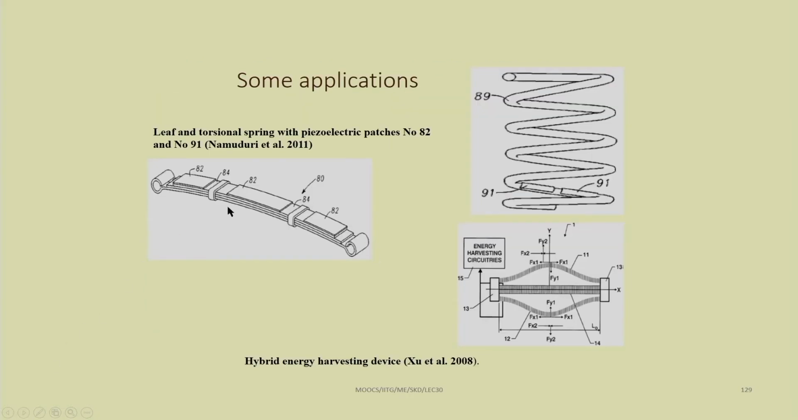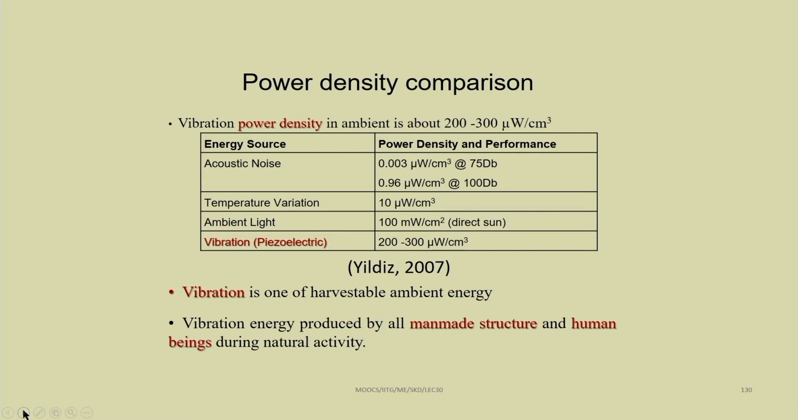Similarly, in the leaf spring of an automobile, we can put a piezoelectric patch, as the leaf spring is subjected to bending. The piezoelectric patch can sense that vibration or bending, and due to this bending a voltage will be generated and that voltage can be harvested. Similarly, in other types of spring, or in a shock absorber, you can use an energy harvesting circuit. So, you can use this hybrid energy harvesting device. There are several energy harvesting devices. You may use piezoelectric type or magnetoelastic type energy harvesting. We will see them one by one.